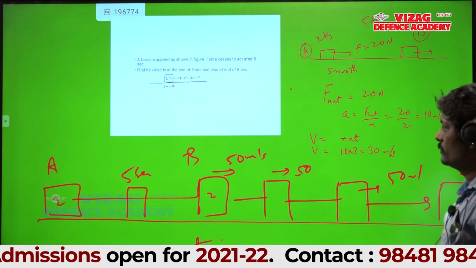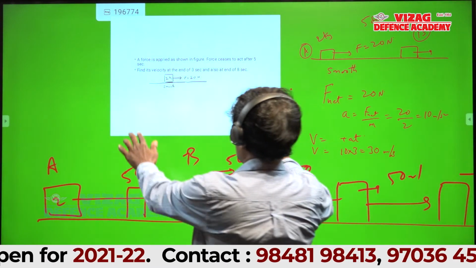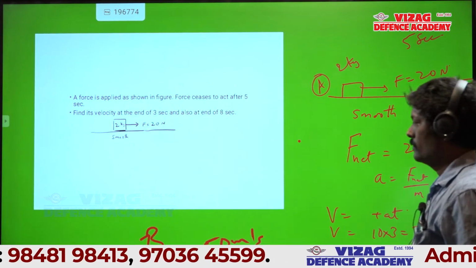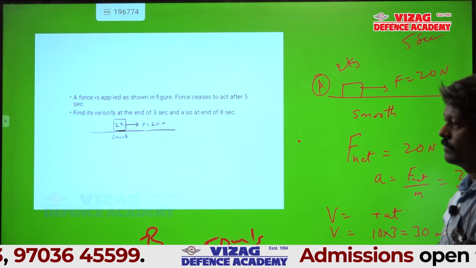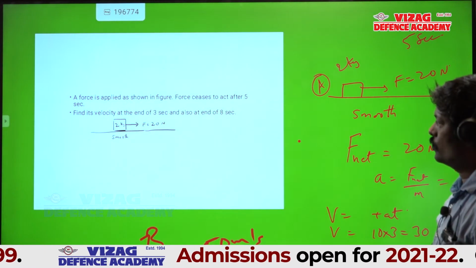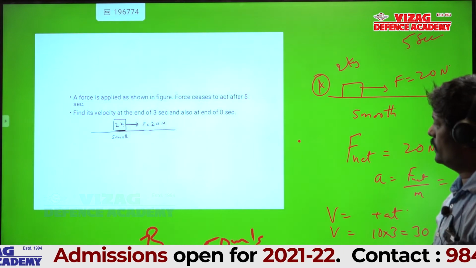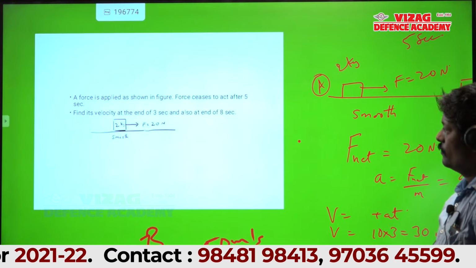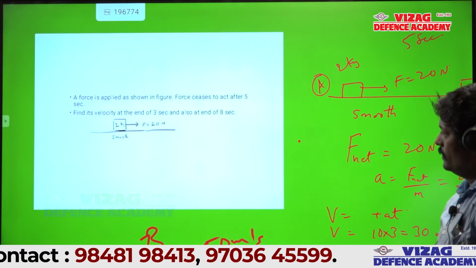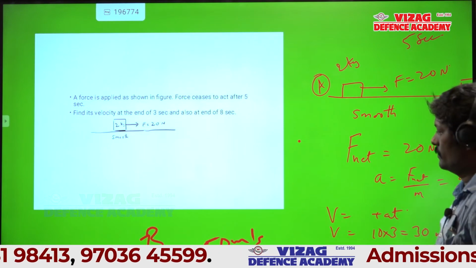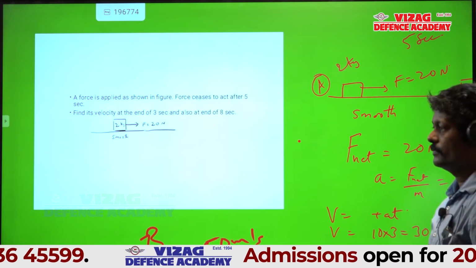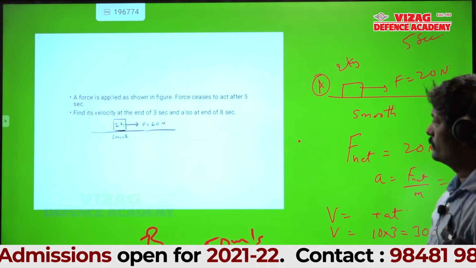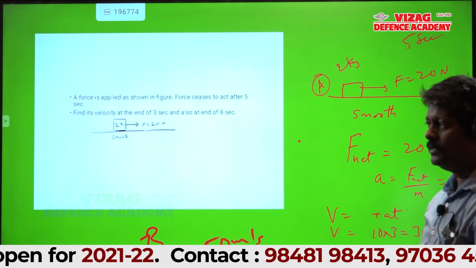So let's zoom the question. A force is applied as shown in the figure. Force ceases to act after 5 seconds. Find its velocity at the end of 3 seconds and also at the end of 8 seconds. Sir, at the end of 8 seconds, it is 50 meter per second, sir. Yeah, why not?